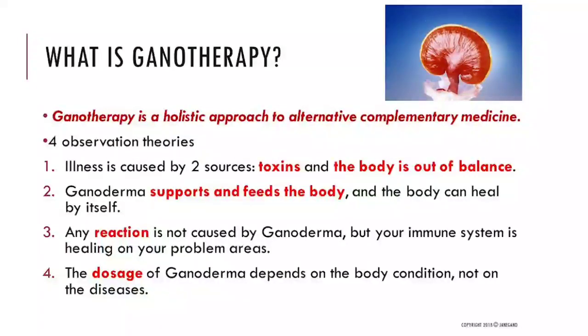For example, somebody has diabetes complicated with heart disease and complicated with high blood pressure, and this person will need a higher dose of Ganoderma. So if you're taking 6 RG, 6 GL, this person may need 15 RG, 15 GL. So the dose is not relevant to the disease. It all depends on the body.